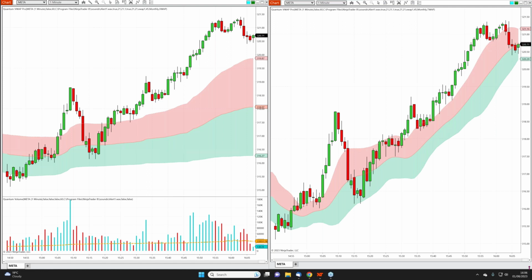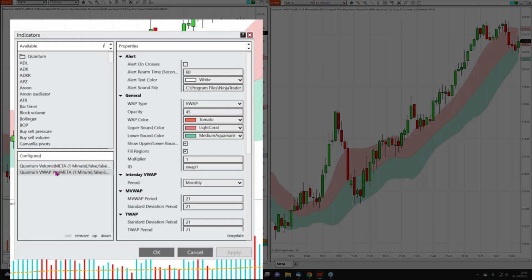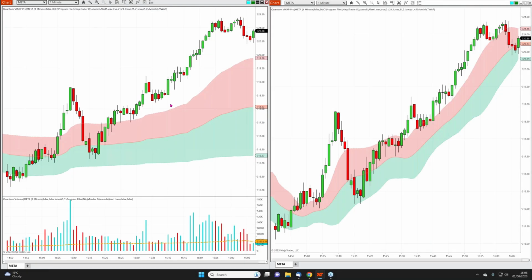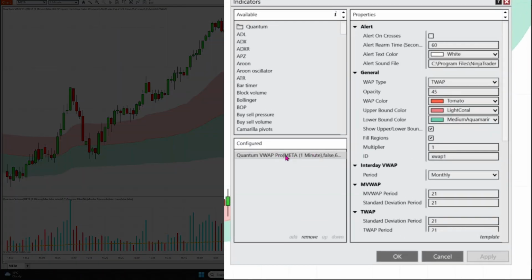So we're on 1 minute. We're live. The market's been running for about an hour and a half now, I guess. On the left-hand side, we have the VWAP, and if we click on indicators, go down to our VWAP Pro, there we are. We are on the VWAP here. On the right-hand side, however, we click on that. We only have the VWAP Pro as the only indicator, and we are on the TWAP, which is the fourth of our other indicators. So on the left, we have the VWAP.